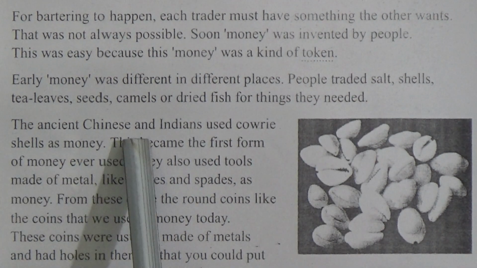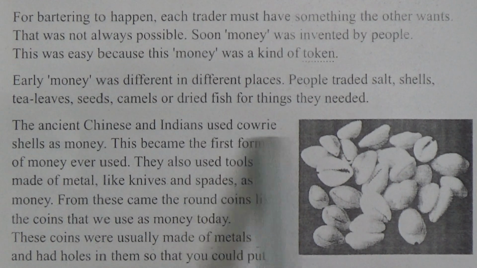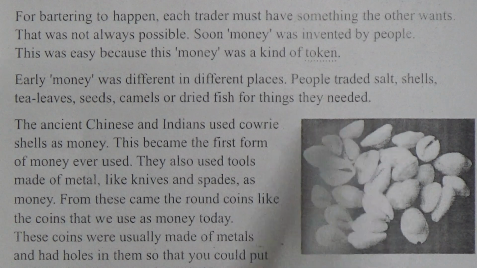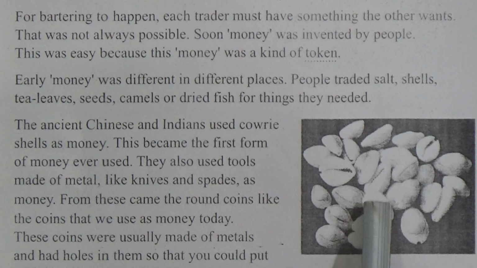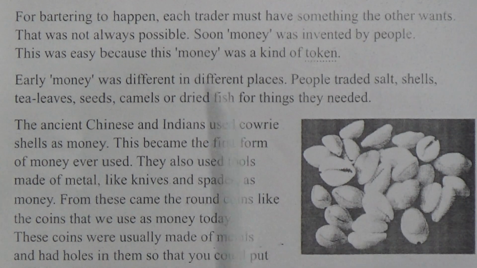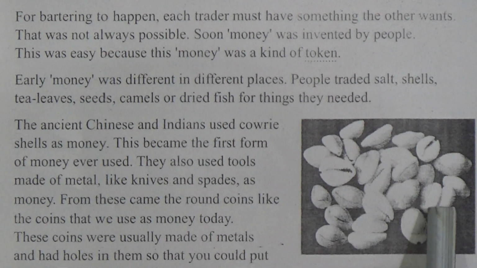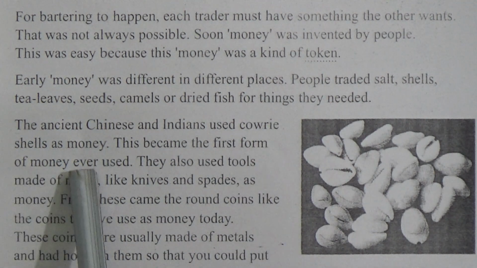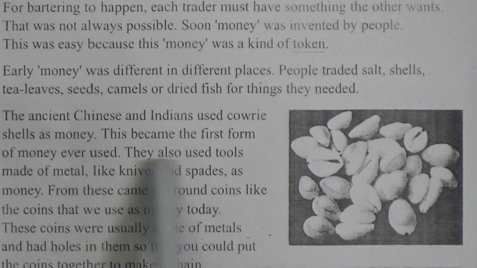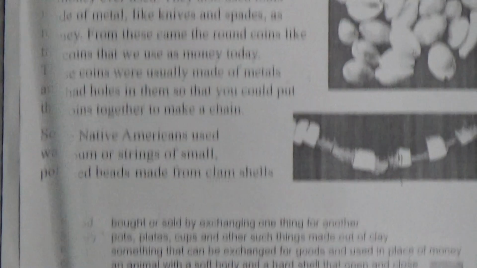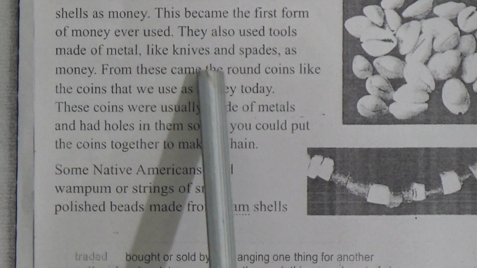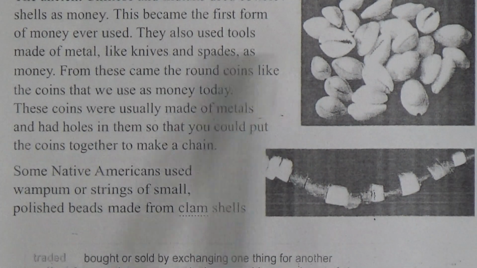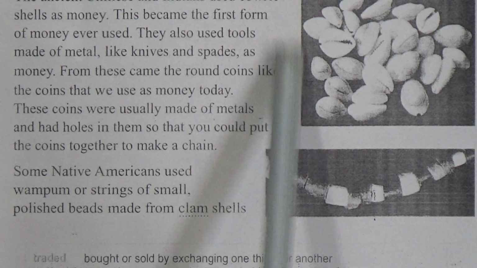The ancient Chinese and Indians used cowrie shells as money. So these cowrie shells were used as money. Okay, this was money at that time, and this became the first form of money ever used. They also used tools made of metal like knives and spades as money.